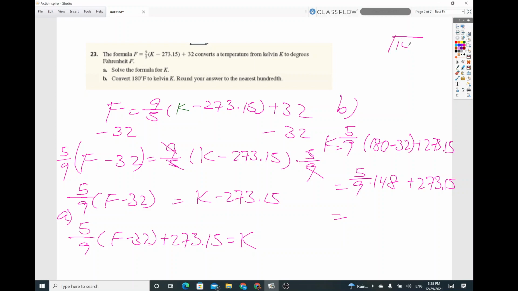148 divided by 9: 6 times 9 is 54, subtract, and we get 4, bring down the 0, and 4 times 9 is 36. So this one is like 6.4 and so on, repeating. It's better to put it into the calculator to find out exactly what that is. Once you come up with the solution, you want to round it to the nearest hundredth. Anytime you see that you have to round to the nearest something, it's always a calculator problem. Don't forget about the unit. The unit for that is going to be Kelvin.